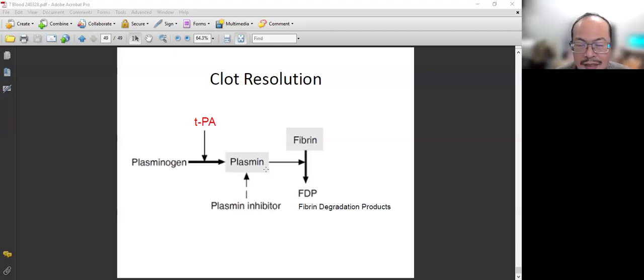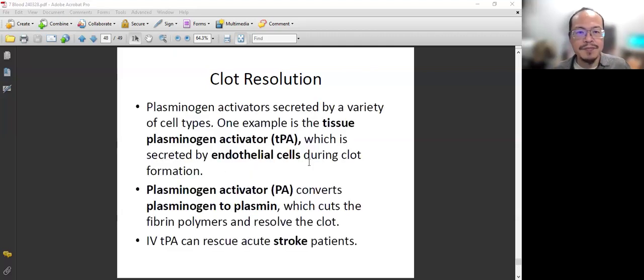However, plasmin isn't already present in the blood. It's the active form, but what we have in the blood is an inactive form, which is plasminogen. So you need to convert plasminogen to plasmin. And what can convert that? Plasminogen activator. So PA is plasminogen activator. T refers to tissue plasminogen activator. This one will convert plasminogen to plasmin, and then you have the plasmin to dissolve the fibrin network. So that's that.